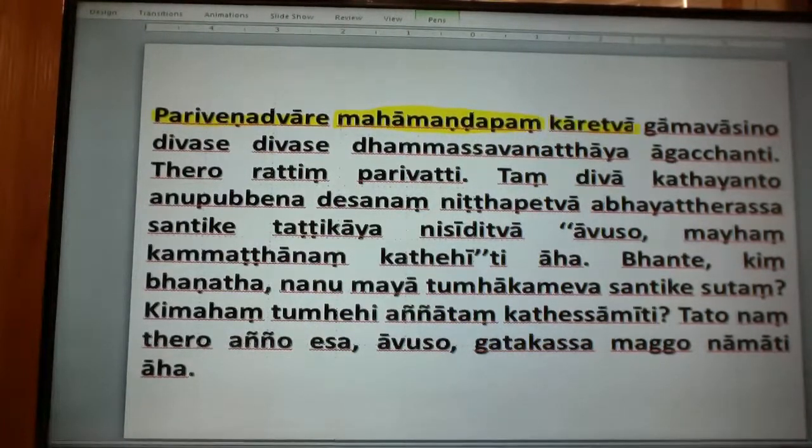So karidwa means they tried to make it, and Kama wasino means the man who lives in the village. Diwase means every day. Pali Diwase means every day. Dhamma savanataya: Dhamma savana means listening to the Dhamma, attaya means for listening to the Dhamma. Agicchandi means coming. Pali Gichati, Gichandi means going. Agicchati is coming.